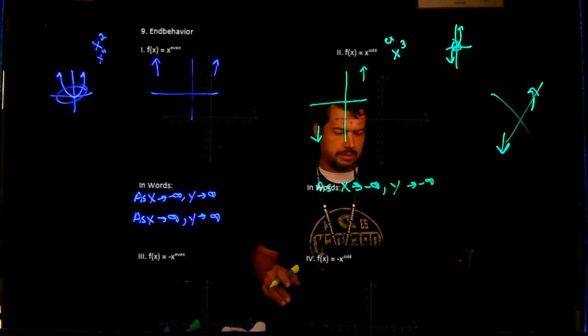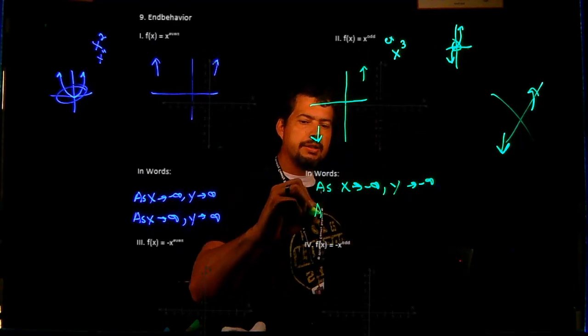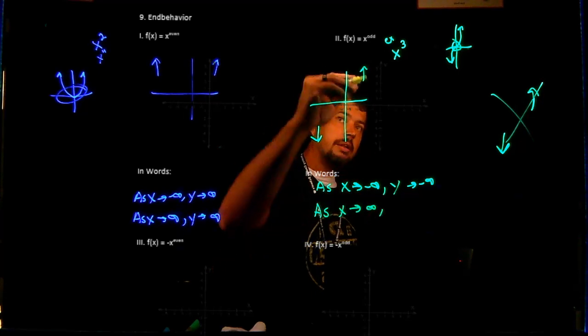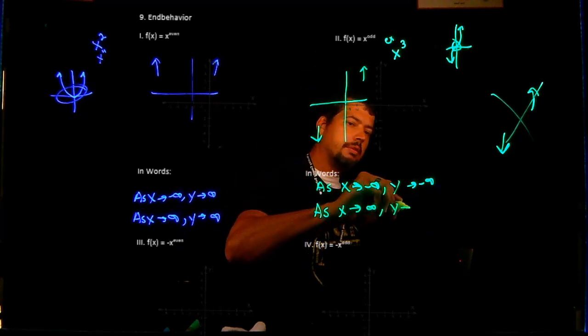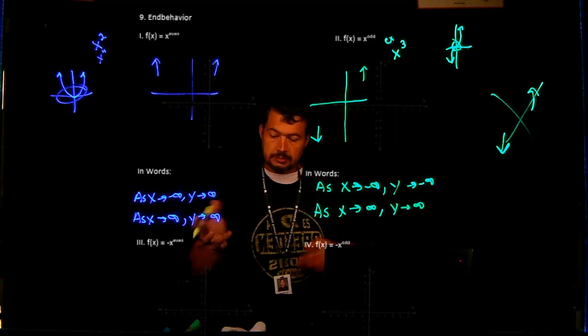Let me move this page a little bit for you. There we go. And as x runs right towards positive infinity, the graph rises. The y values rise towards positive infinity. 2 to go.